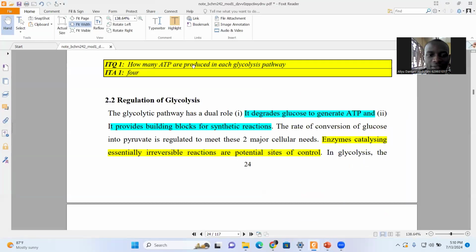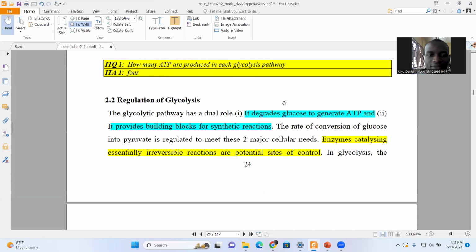So how many ATP are produced in each glycolysis pathway? 4, but I think it's really 2. Because if you go back to study session 1, there's a similar question, although not phrased like this, but the answer was 2. So you could disagree with this, and you would be correct.